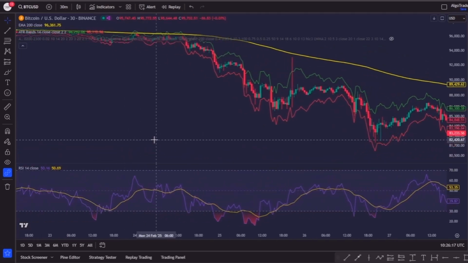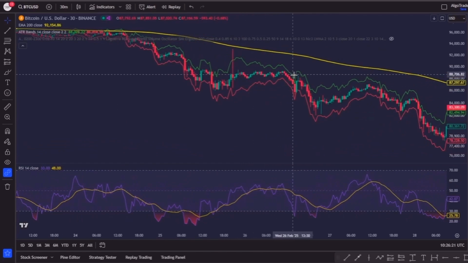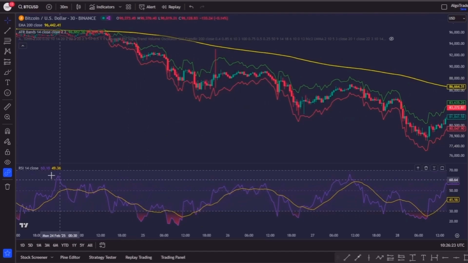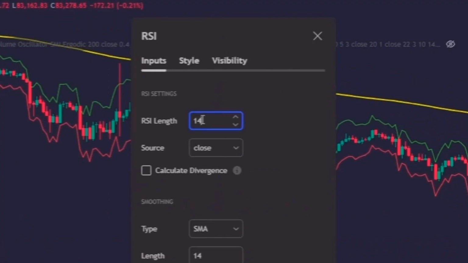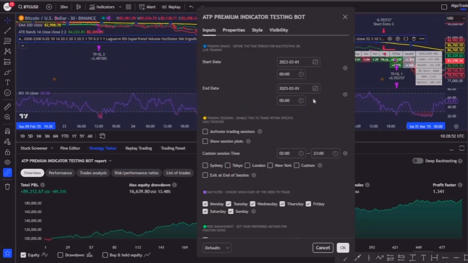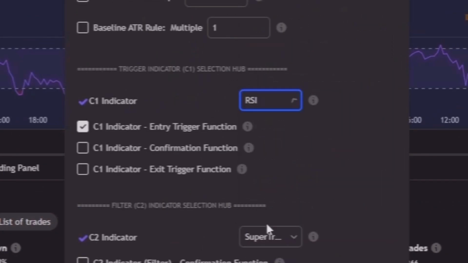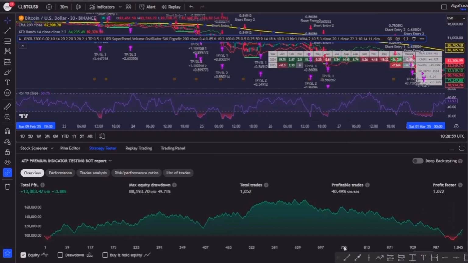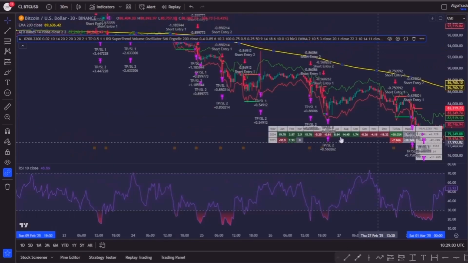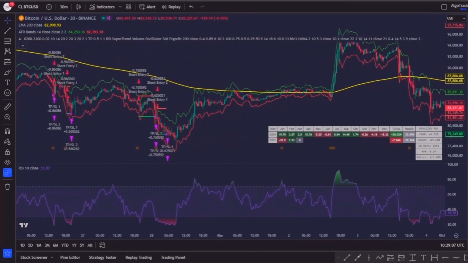We'll use the same strategy, 200 EMA as the baseline, ATR bands for stop loss, and the same take profit method. I will use a length of 10, an upper level of 70 and a lower one of 30. On my bot, I just need to change the C1 indicator to the RSI and click on OK. And as you can see, it performs the new backtest in seconds. So I will quickly get the results from all the assets and timeframes and I will be right back.